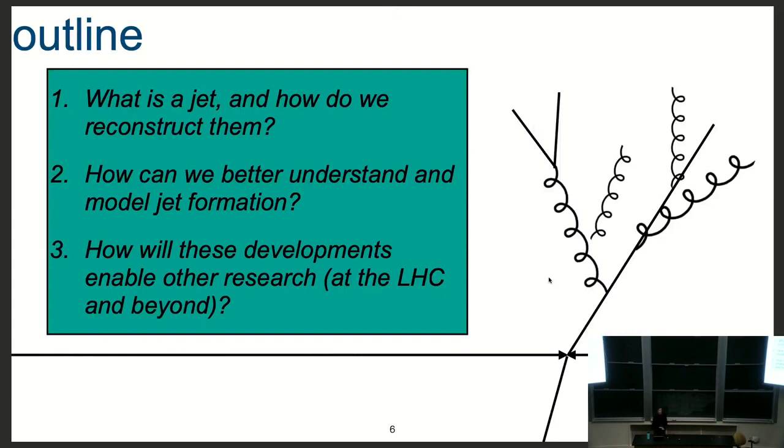So in this talk, there are three main questions I want to answer. The first is mostly to make sure we're all on the same page about what I'm going to be talking about, which is, what is a jet, even, and how do we reconstruct them with a detector?